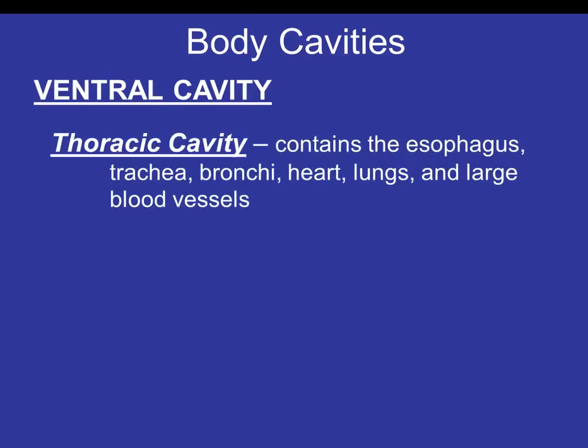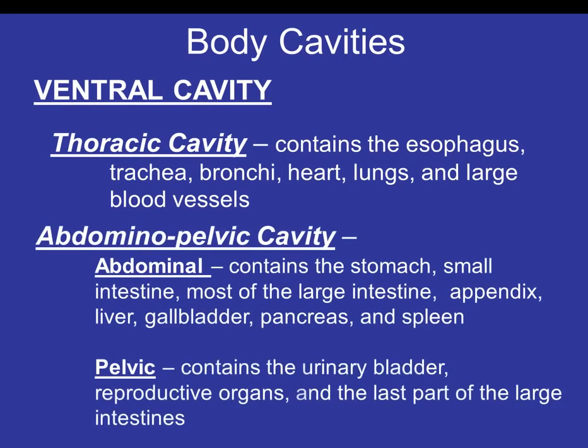Moving to the ventral cavity, we have our thoracic cavity, which contains the esophagus, trachea, bronchi, heart, lungs, and large blood vessels. Obviously, coming off of our heart, we have very large blood vessels, so that's why they're all contained within the thoracic cavity. Next, we have the abdominopelvic cavity. So the abdominal cavity contains the stomach, small intestine, most of the large intestine, appendix, liver, gallbladder, pancreas, and spleen. So all of those organs are located within the abdominal cavity. Next, moving down, we have the pelvic cavity that contains the urinary bladder, reproductive organs, and the last part of the intestines.